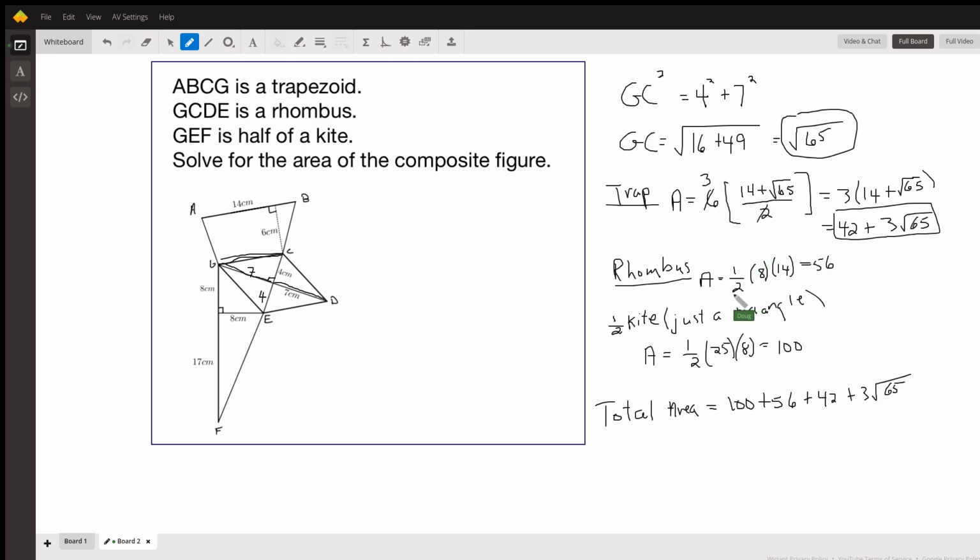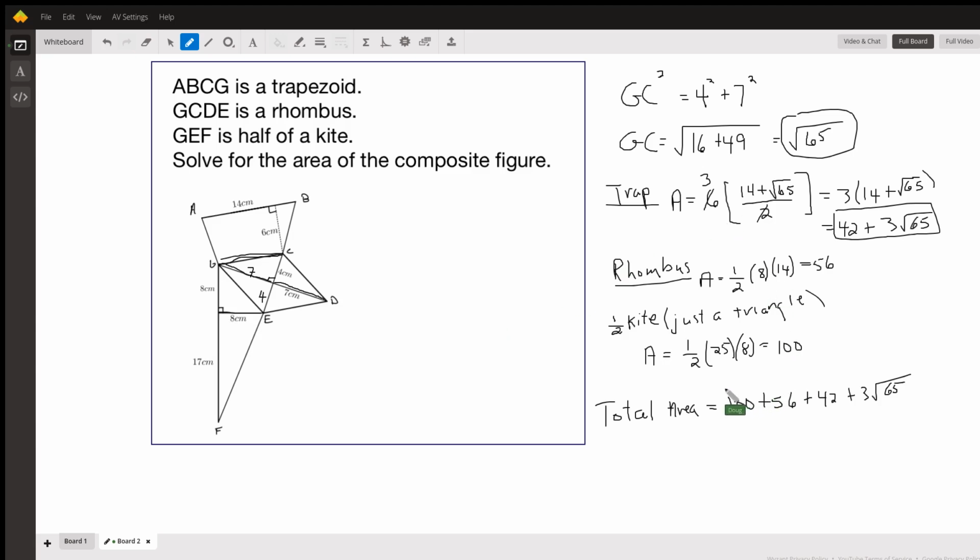The rhombus, 1/2 the product of the diagonals. Notice that I got a 7, 7, 4, 4, so the diagonals are actually 14 and 8. 1/2 of 14 is 7. 7 times 8, 56. And the half kite is just a triangle. So the base is 25 and the height, or the altitude, is 8. So 1/2 base times height, 1/2 times 25 times 8.